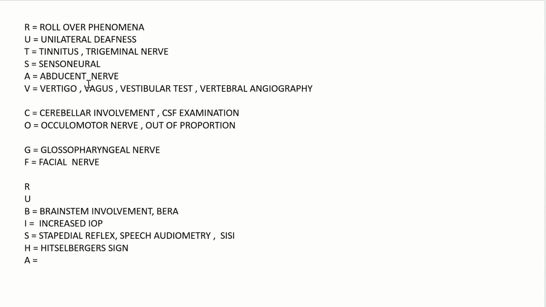After that, A stands for abducent nerve. The abducent nerve also gets affected here, which gives diplopia. V stands for vertigo. It is mild vertigo, not very prominent. Vagus nerve involvement is there, and glossopharyngeal nerve involvement too, which together give the symptoms of dysphagia, hoarseness, nasal regurgitation, and decreased gag reflex.